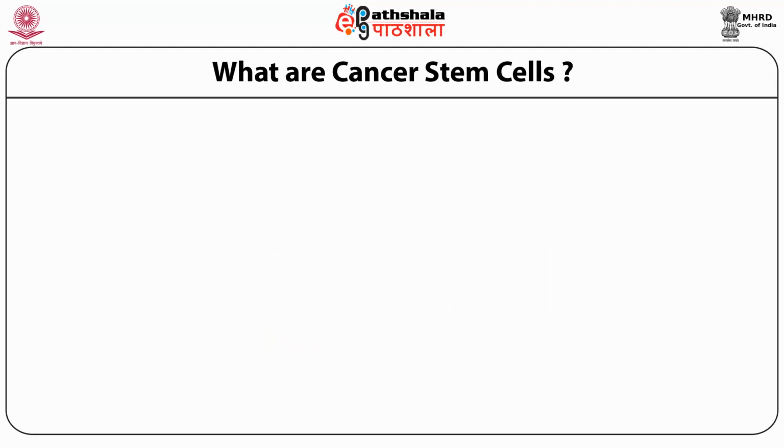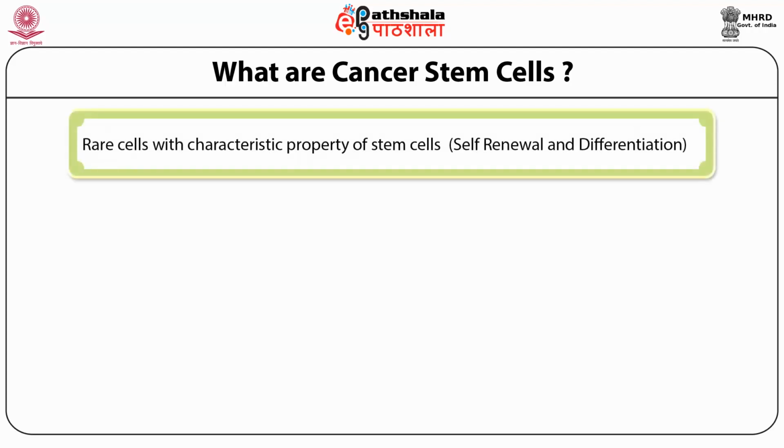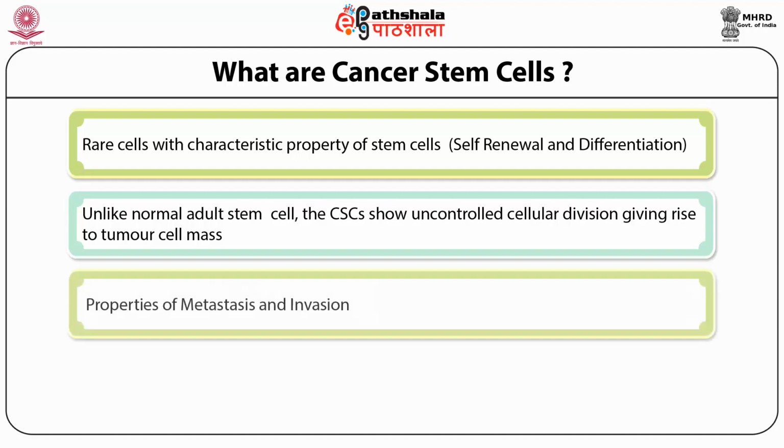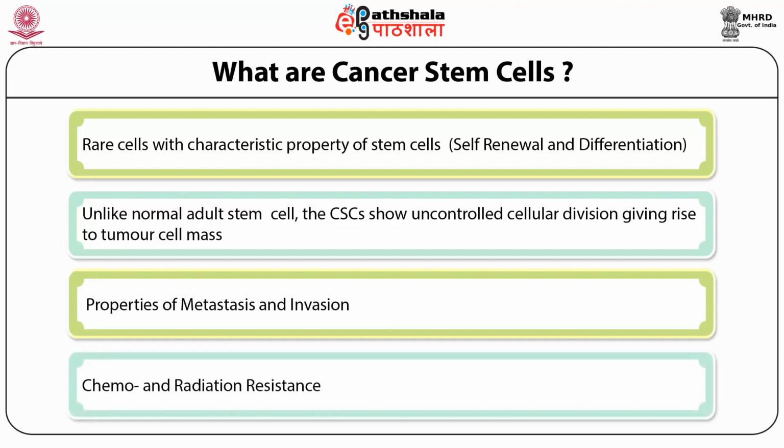Let us now understand what are the cancer stem cells and what are their characteristics. Cancer stem cells are rare cells with characteristic property of the stem cell. That is, they show self-renewal and also the process of differentiation. However, unlike the normal adult stem cell, the cancer stem cells or CSCs show uncontrolled cellular division, giving rise to a tumor cell mass, which has the properties of metastasis and invasion. Further, the cancer stem cells are resistant to chemotherapy and radiation therapy.